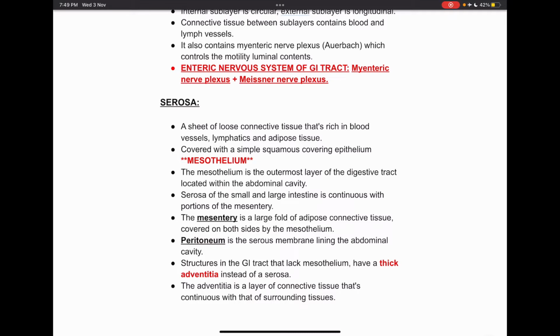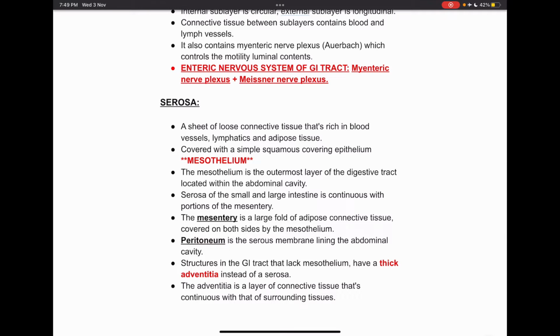And in the case of the absence of the mesothelium لما يكون في adventitia, the adventitia here بتكون a layer of connective tissue that's continuous with that of the surrounding tissues. السيروزا كمان في mesentery, which is a large fold of adipose connective tissue that's covered on both sides by the mesothelium.